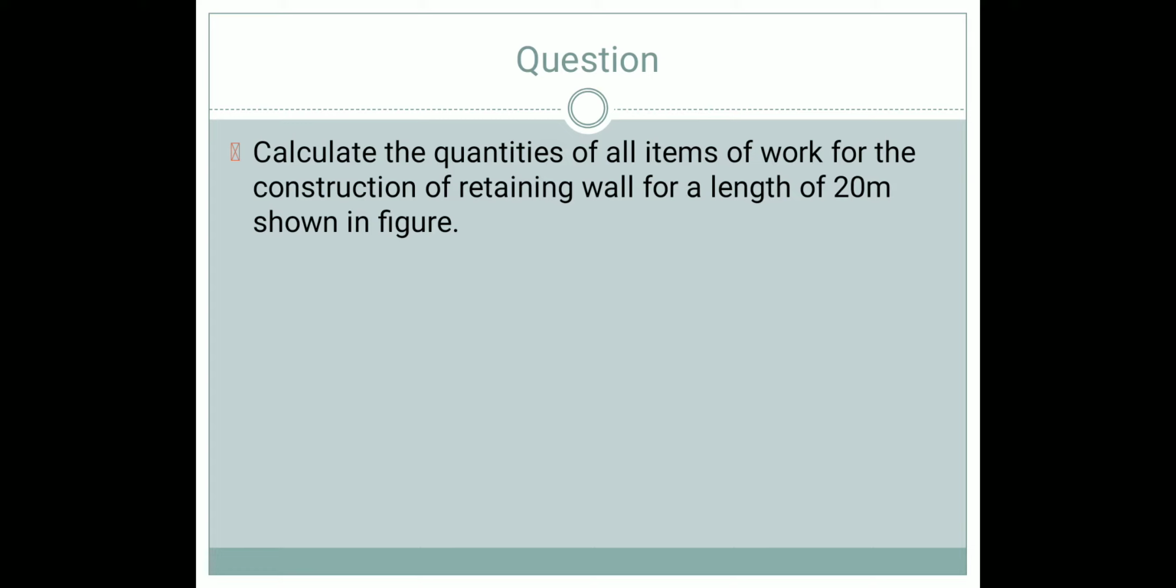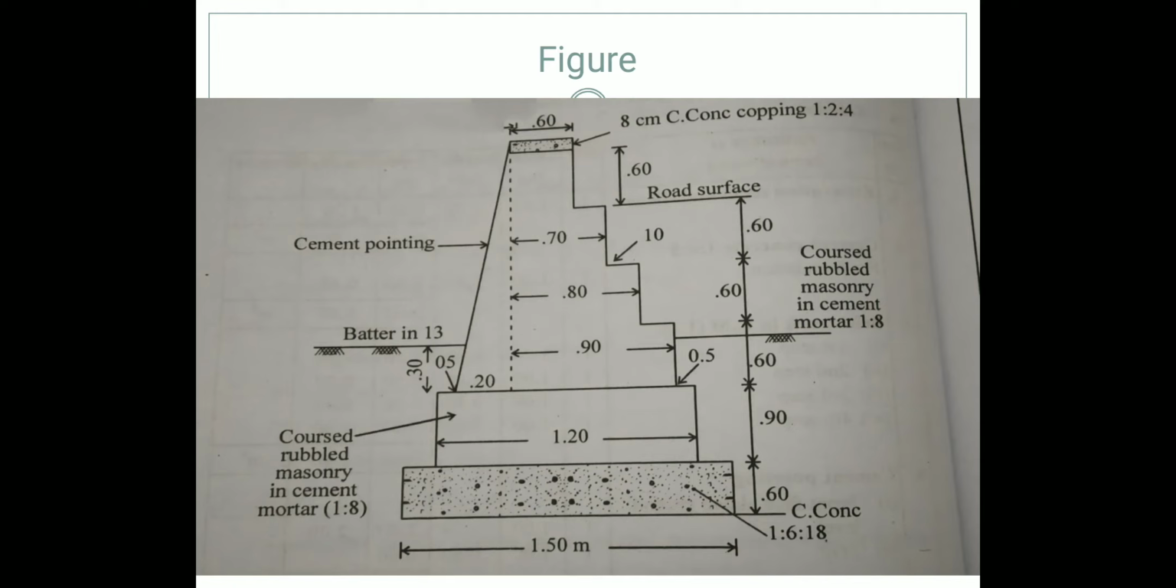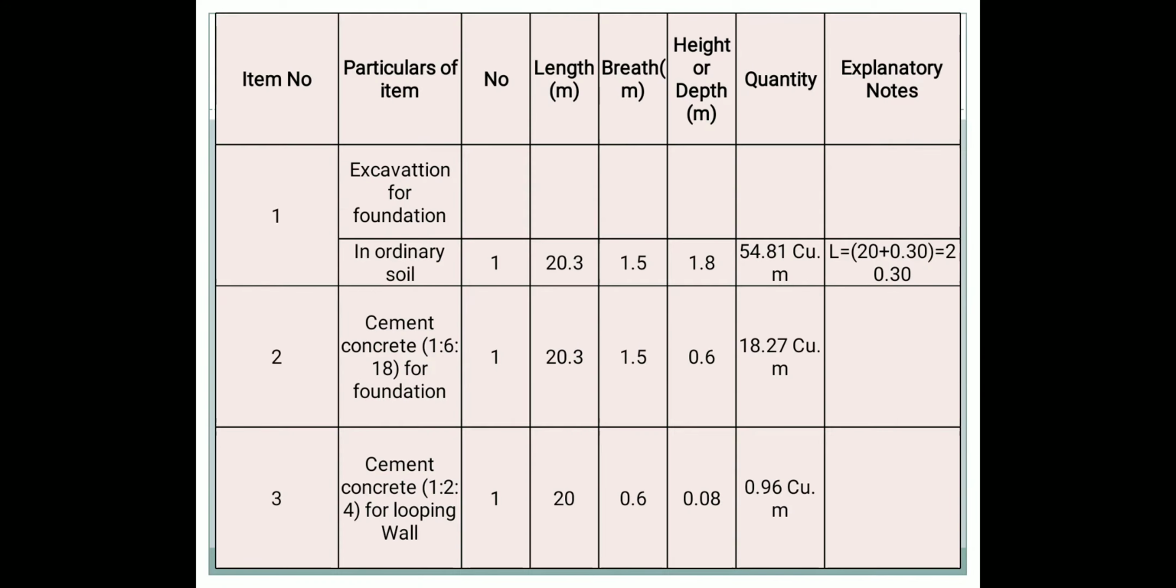Now let's move on to the question. Calculate the quantities of all items of work for the construction of a retaining wall for a length of 20 meters shown in the figure. So this is the figure that is showing the parts of the retaining wall with cement pointing. Thickness is given, coarse rubble masonry in cement mortar is given, and the specification along with the cement concrete coping details is also given. Now let's move on.